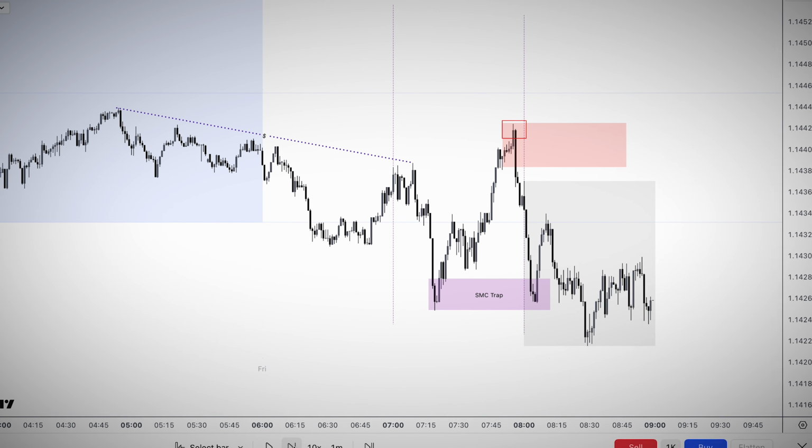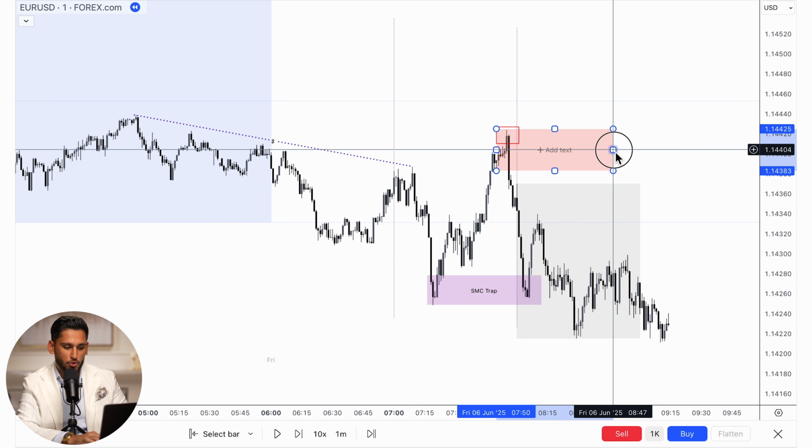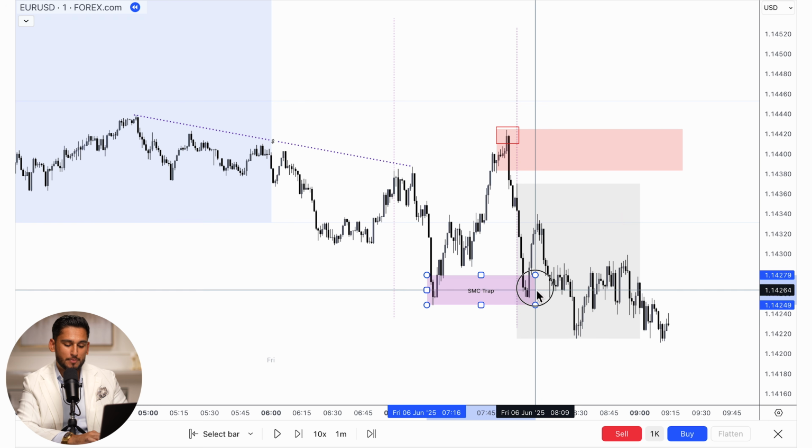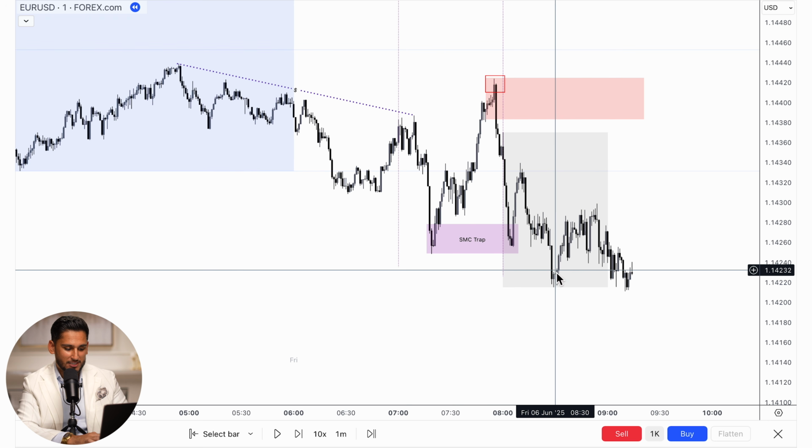Unfortunately, not just yet. And it doesn't come up in time. I would have loved to have sold over here into this trap, but the trap has already been liquidated now and my opportunity has been taken away from me.